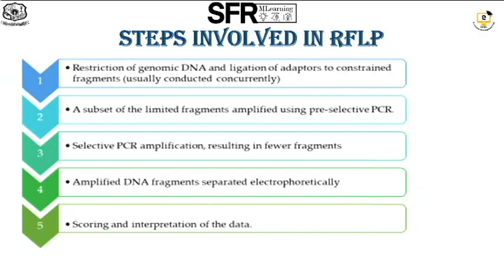Starting with, first, the restriction digestion of the genomic DNA of the source we are going to take for the forensic study. The extracted DNA is fragmented with restriction enzymes and we ligate it with the adapter sequence. The adapter sequence will be attached to the ends of the fragments, and then we go for a pre-selective PCR where the primer selects the fragments, which are amplified by PCR, and we visualize the result by electrophoresis. Finally, on the gel we score and interpret the data.